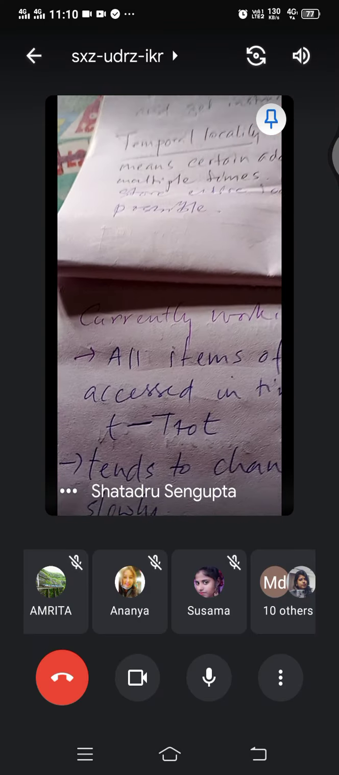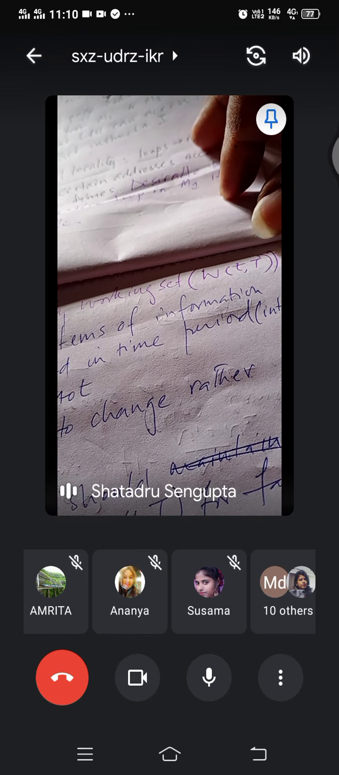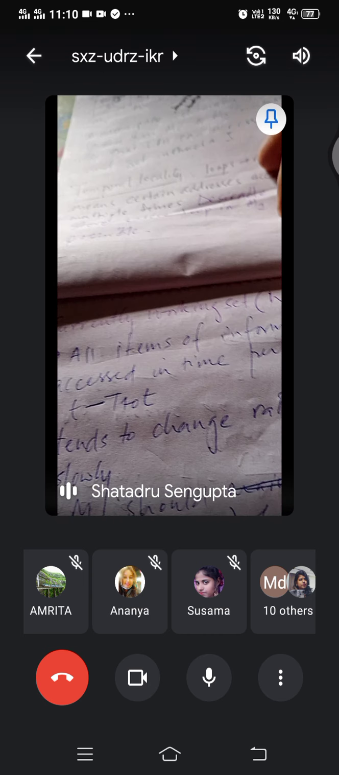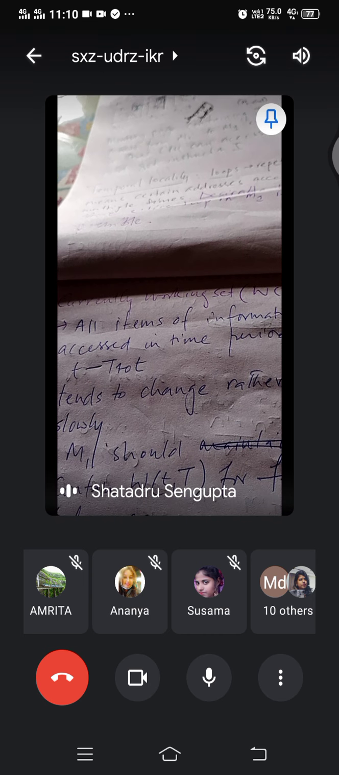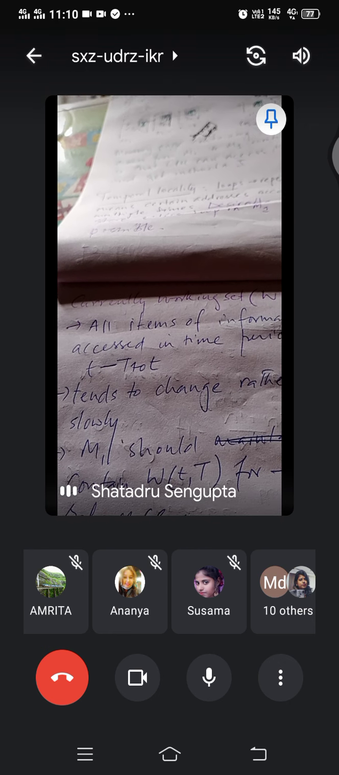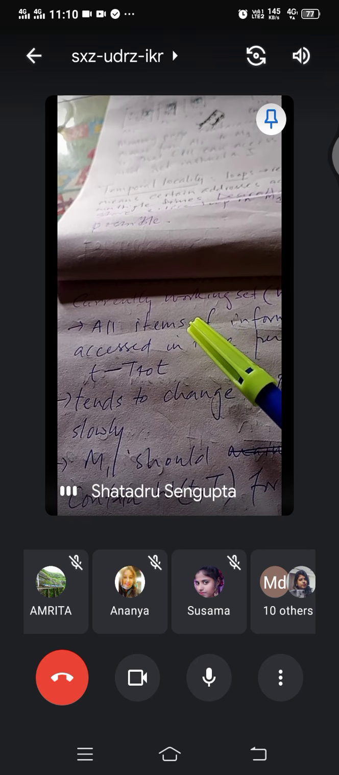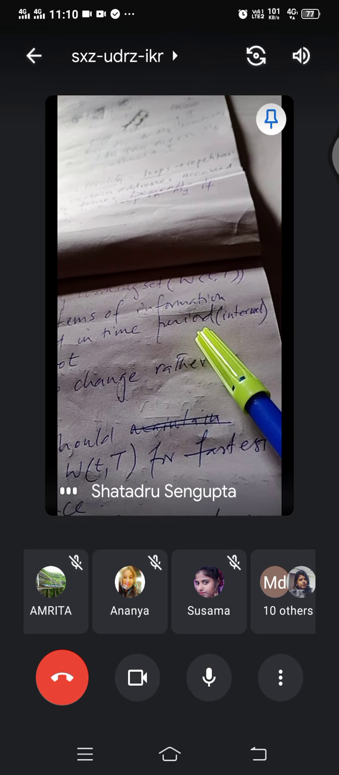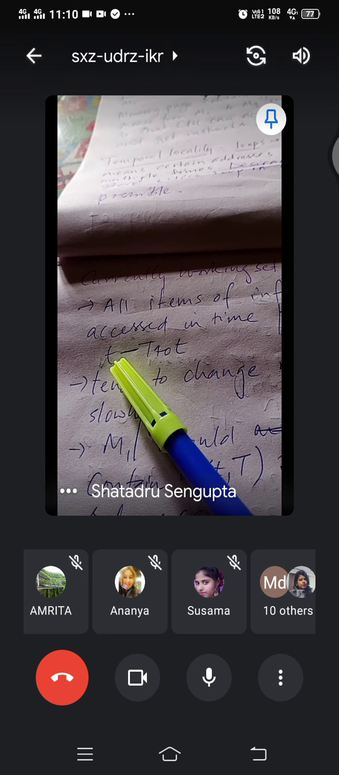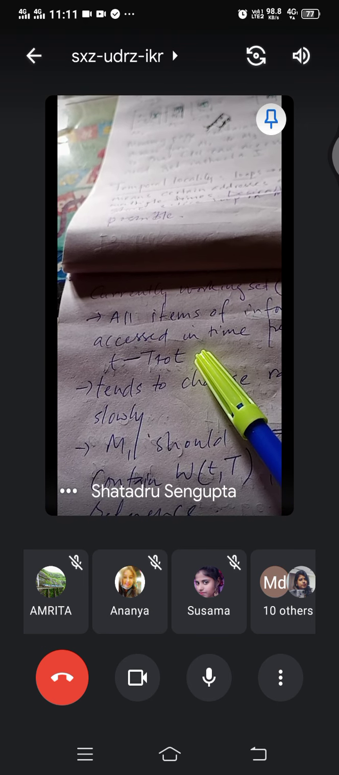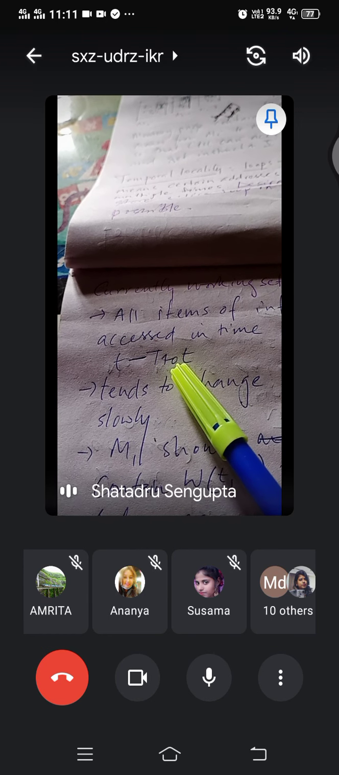So now you see what is the currently working set. It is denoted by W(t, T), where t is the starting point. So basically, it is like this: all items of information, meaning instruction, data, etc., accessed in the time period, that is the time interval t minus capital T to t.